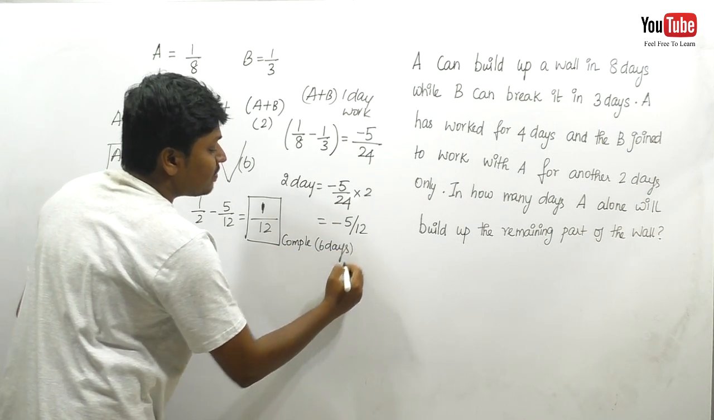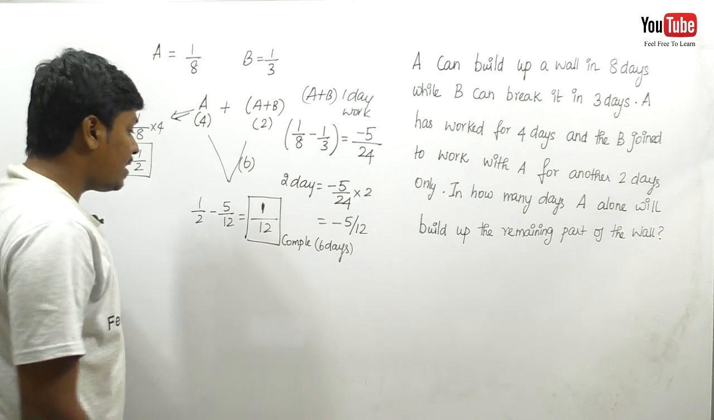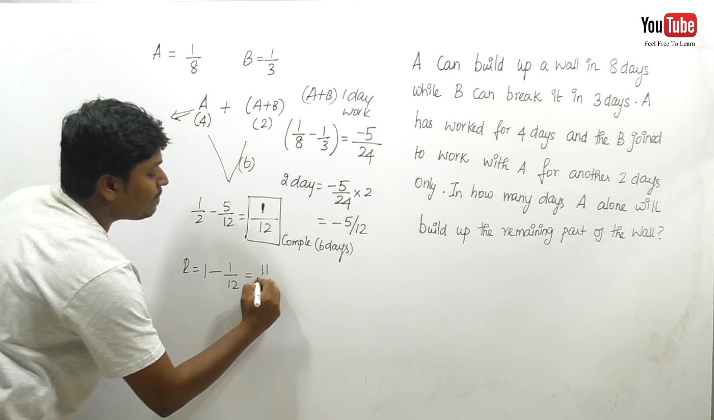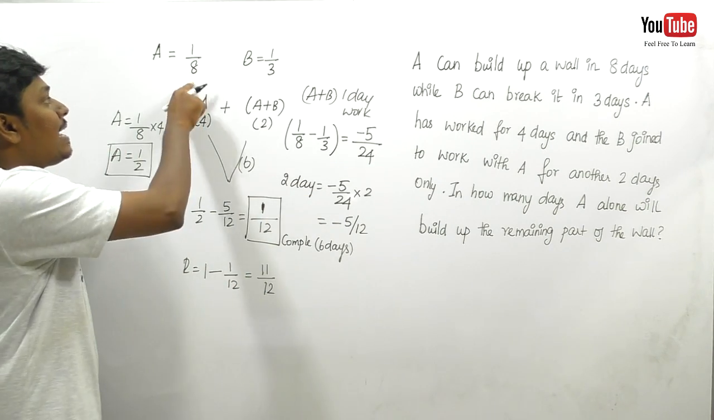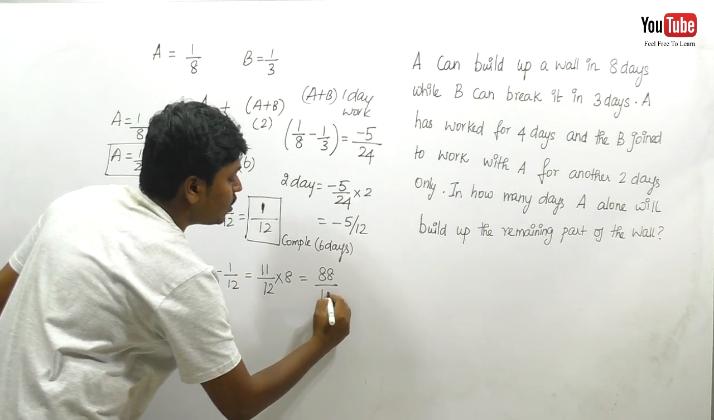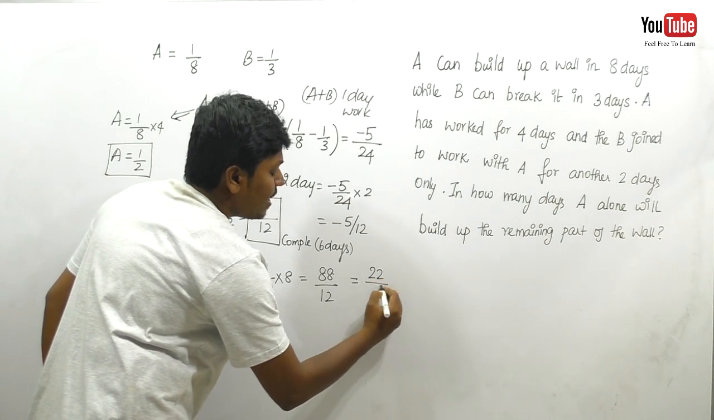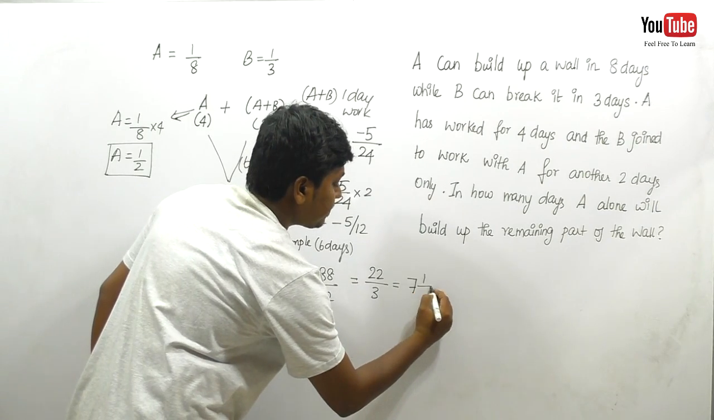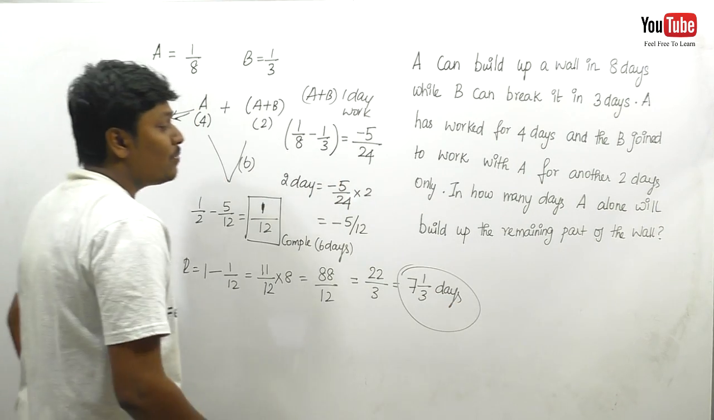But our target is to find in how many days A will alone build the remaining part of the work, right? So let me find the remaining part. Remaining will be 1 minus 1 by 12, that is 11 by 12 part is remaining, right? So this 11 by 12 part A has to do. We know that A can complete the job in 8 days. So into 8, that is 88 divided by 12. If I cancel this on the 4 table, that is 22 by 3, which can be written as 7 1 by 3 days. So finally A can complete the remaining part of the work in 7 1 by 3 days.